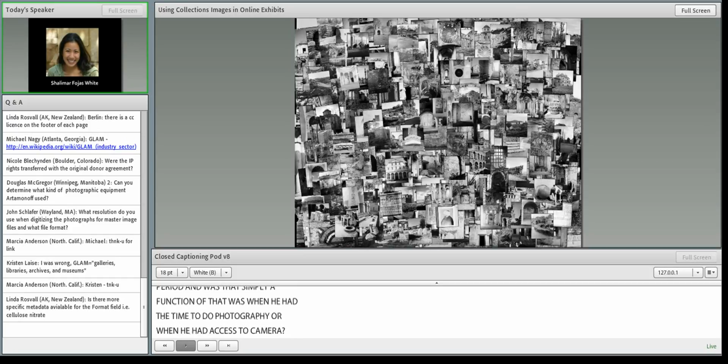Great. And when it came to digitizing these photos, I don't know if you were involved with that part of the project at all, but do you recall what resolution or other processes you used?